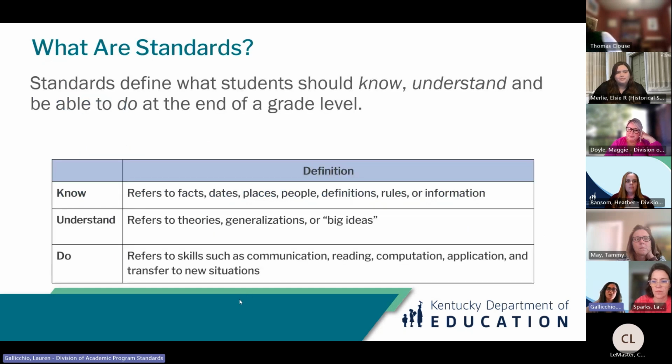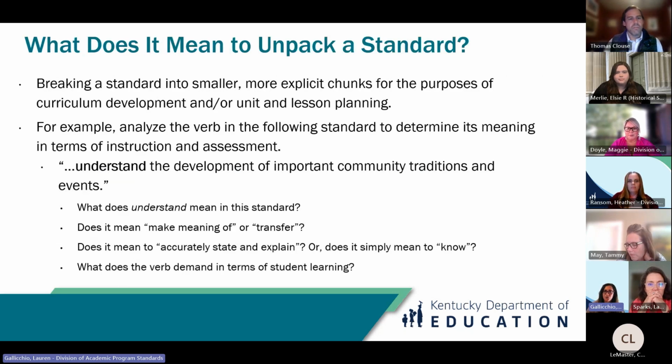So as we dive into this work, we always root our understanding of engaging with this experience with really grounding ourselves in what a standard is. So standards define what students should know, understand, and be able to do at the end of a grade level. When we are engaging with the KAS for Social Studies, it's always important to break down a standard, to unpack it, to have those conversations with our colleagues to really ensure that everyone has a deep understanding of what the standard is asking you to do and have your students do.